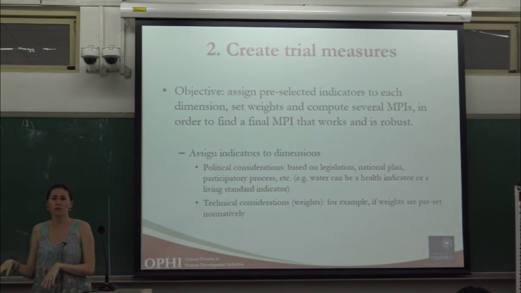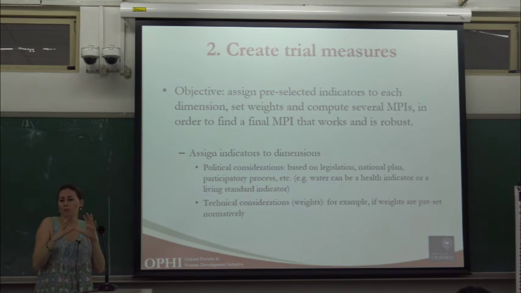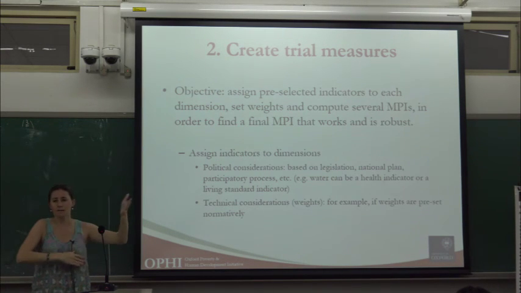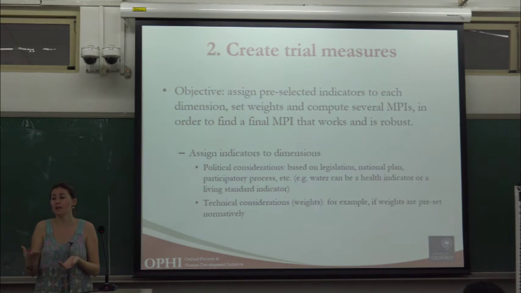And so you decide not to keep them, and you're going to stay with a final, still very long list of indicators that you could potentially use. And you're going to start combining them and applying weights to create potential MPIs. So that's the next step.